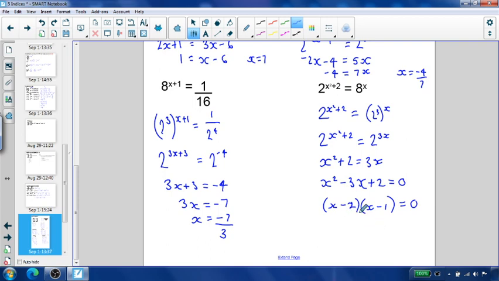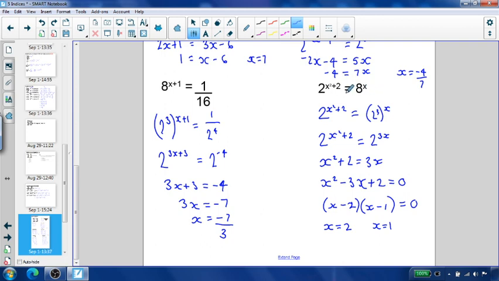Now, x minus 2 is either equal to 0, x minus 1 is either equal to 0, or they're both equal to 0. So x must be equal to 2 for this bracket to be equal to 0, and x must be equal to 1 for this bracket to be equal to 0. So in this example here, we've actually got two solutions for x.